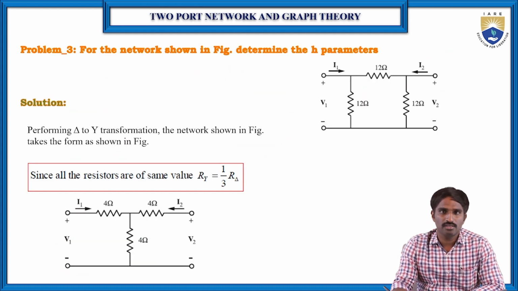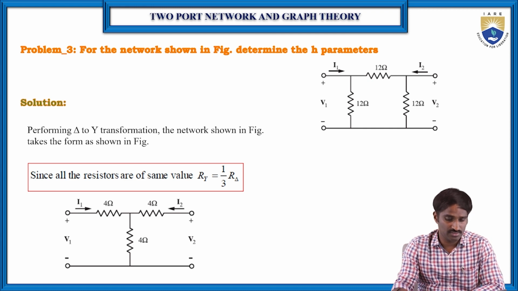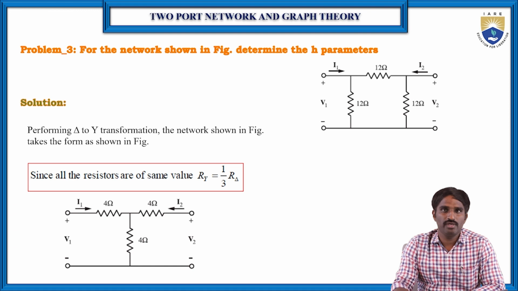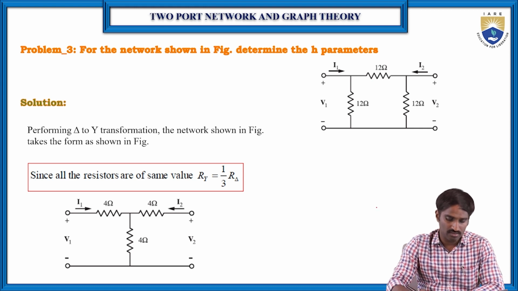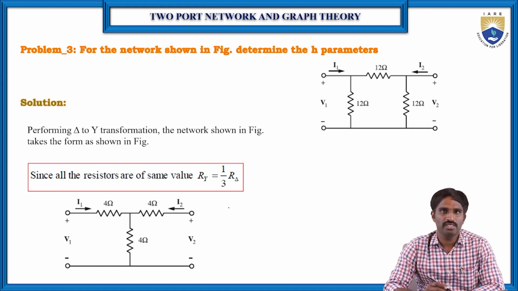Let us move to the third problem, which is related to the H parameters. Now we are going to find the H parameters for the given network. Here the H parameters are input current and output voltage; I mean, one is an input parameter and the other one is an output parameter.